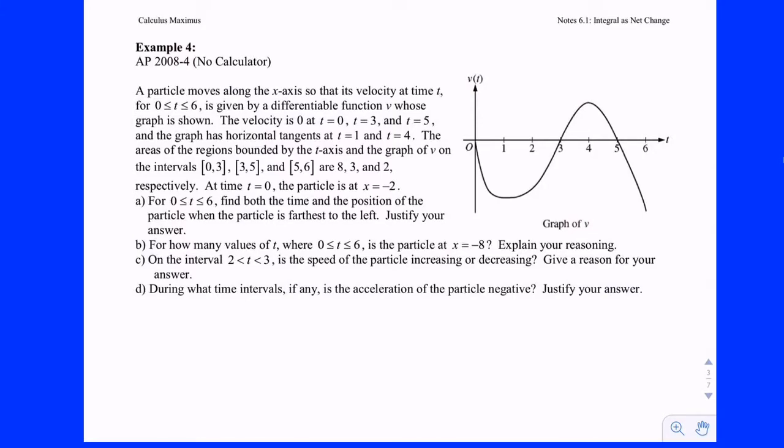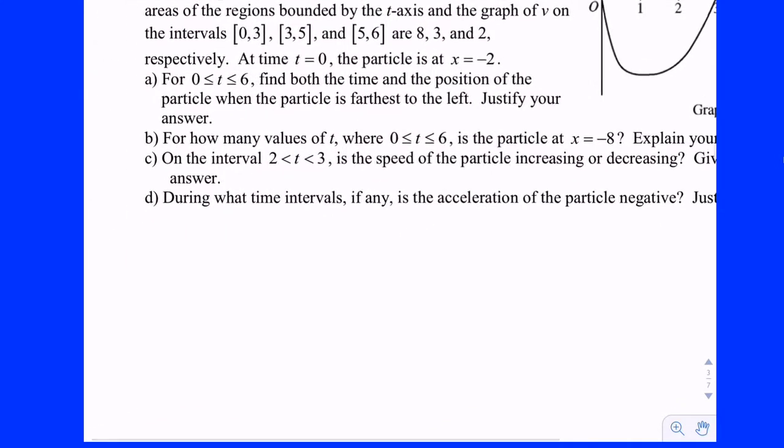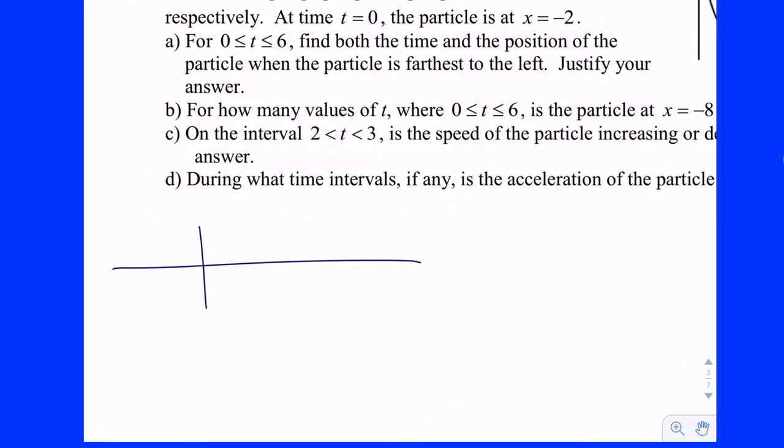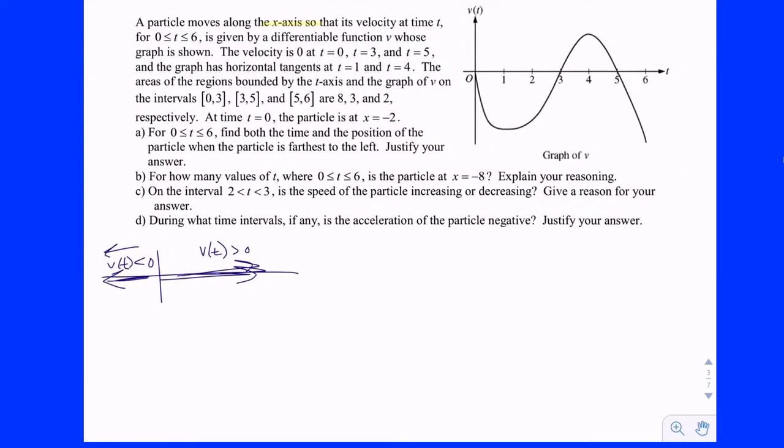It's moving along the x-axis. So just kind of take an inventory here. We've got a particle, it's moving left, it's moving right, or right and left. If it's moving to the right, the velocity should be positive. And if it's moving to the left, the velocity should be negative. This is me just kind of thinking. Okay, so its velocity from 0 to 6, inclusive, is given by a differentiable and therefore continuous function v whose graph is shown.